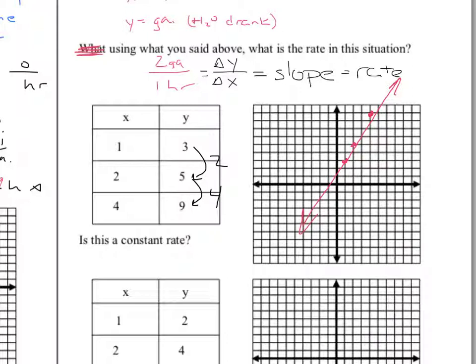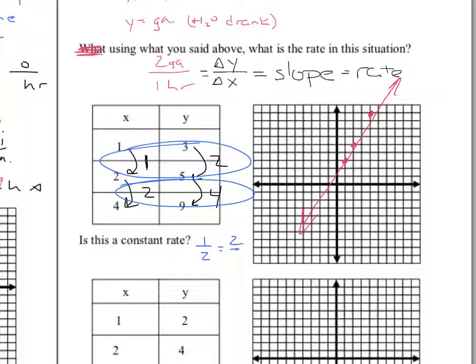Dahlia. Yeah, so she's looking over here and she's saying, well, here your change in x was 1, but here your change in x was 2, so it should be twice as much change. And so we look at the ratio, 1 over 2. We look at the ratio, 2 over 4. Are they the same? Absolutely. It has the same rate of change throughout.